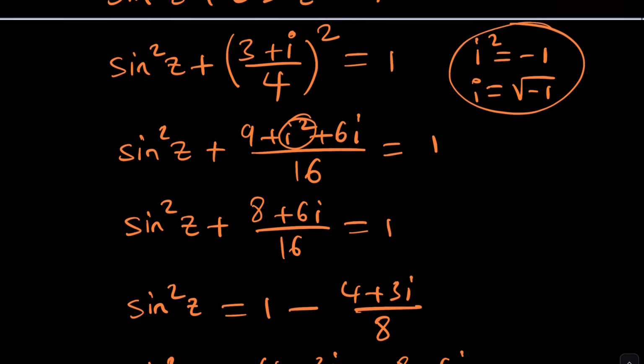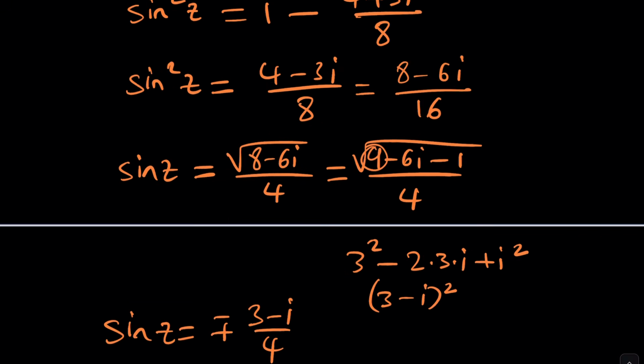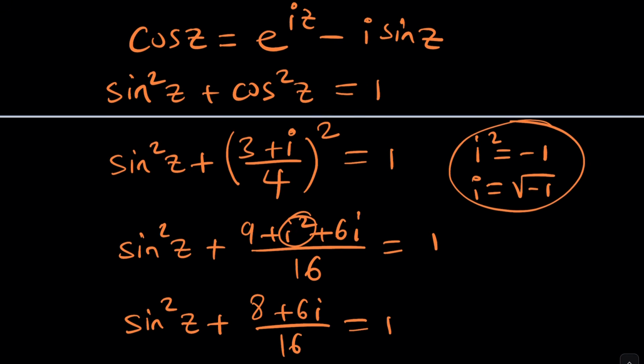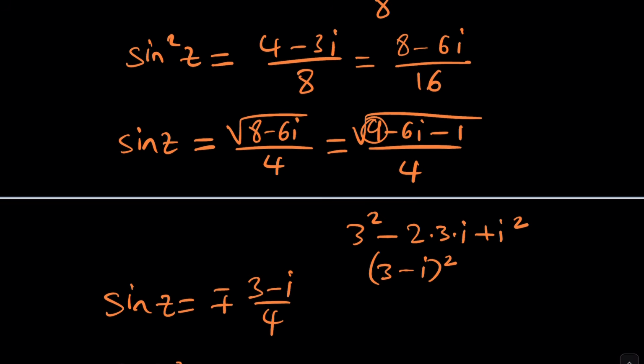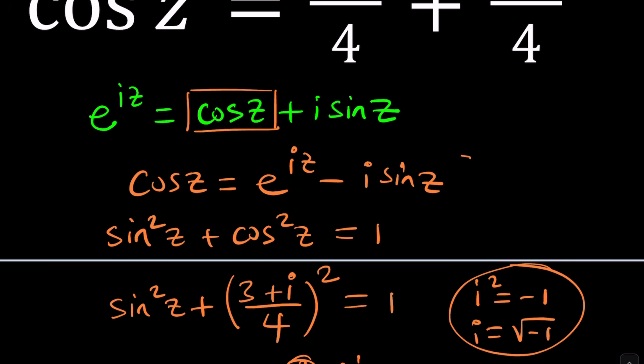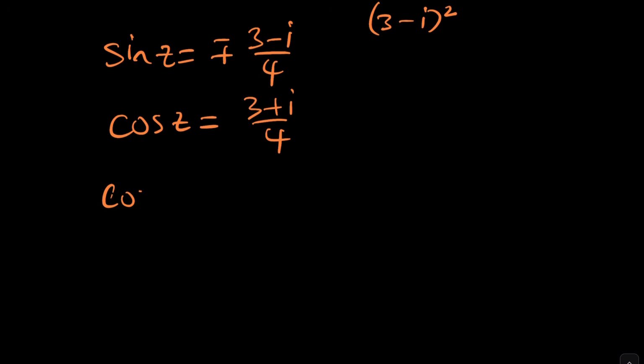Okay, great. Now we have that and we have this. Can we use our formula to solve the problem? So what are we solving for? Let's write this down here as well. Cosine z, remember our identity, the value of cosine z is 3 plus i over 4. And then we know that cosine z can be written as such. Let's see if that's going to help us. Cosine z is equal to e to the iz minus i sine z.